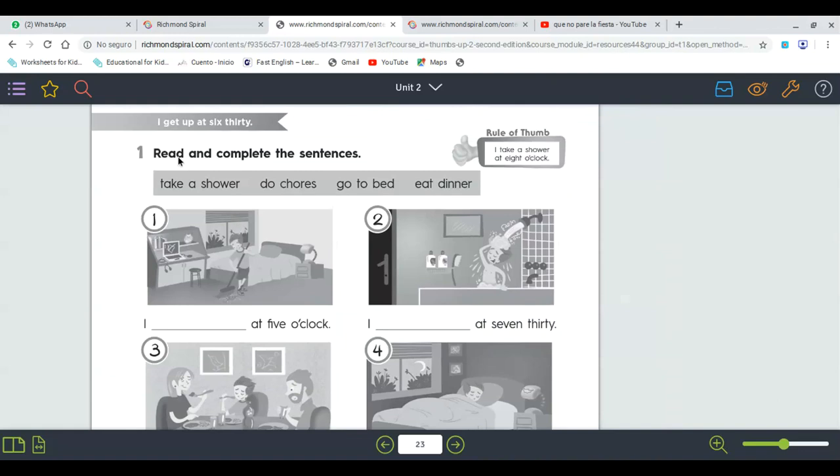It says, read and complete the sentence. And here we have the vocabulary. Take a shower, do chores, go to bed, and eat dinner. I look at the pictures. What is he doing? He's doing chores. I do chores at 5 o'clock.